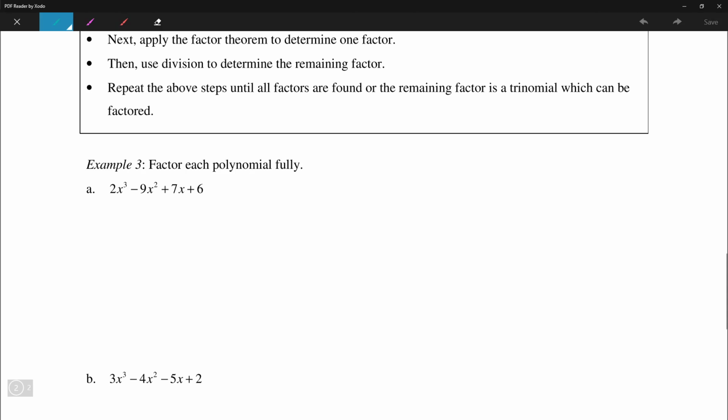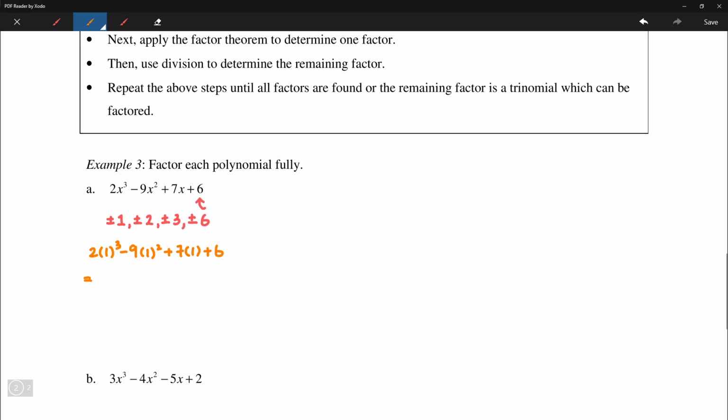Now, in each case, the steps are very similar. So in the first one, we have a plus 6 here. So we're looking at the factors of 6, both positive and negative. So that would be positive and negative 1, positive and negative 2, positive and negative 3, and also positive and negative 6. All right. After that, we will try to find a factor that works. So we will substitute in, let's say, for example, 1 into this polynomial. And if we get a 0 as a result, then x minus 1 would be a factor.